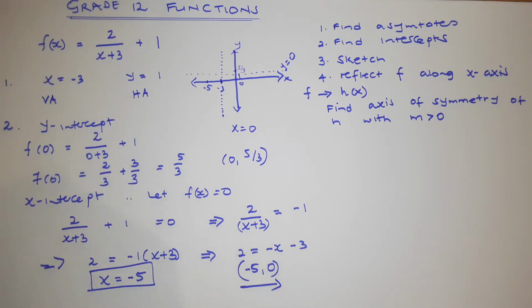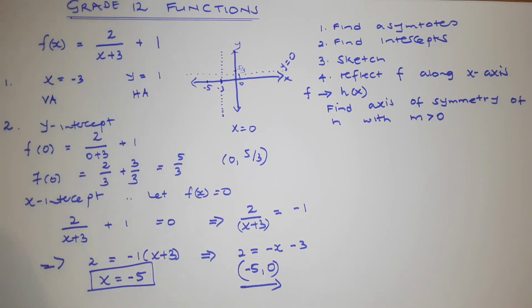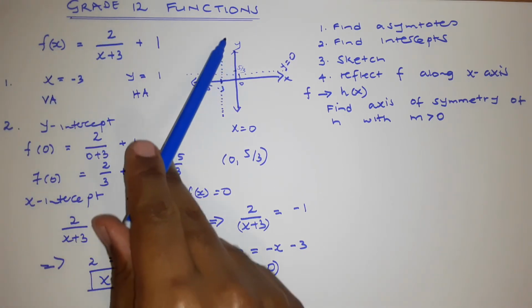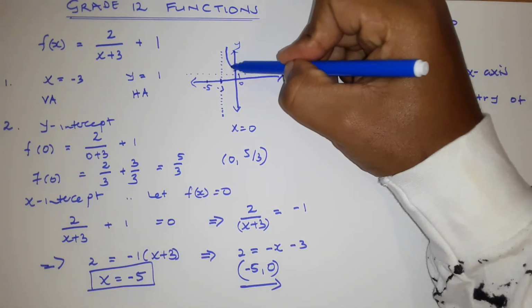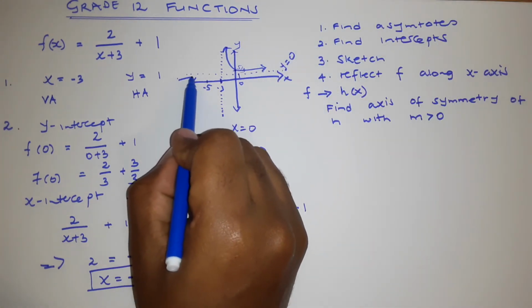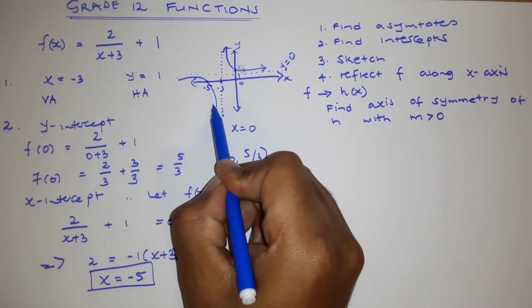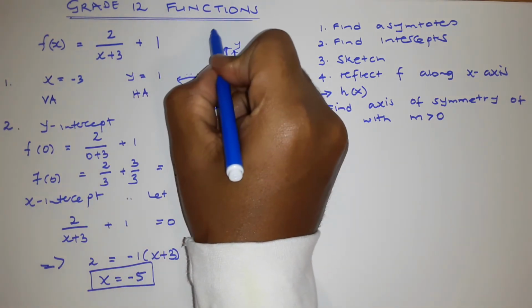Now we can sketch our function. Before that, I want us to take note of something: the value of a is positive. So the function will be in this quadrant and in this quadrant. Our hyperbola looks like this, and on this side it's going to pass through -5 right there. So this is our hyperbola, question number 3.